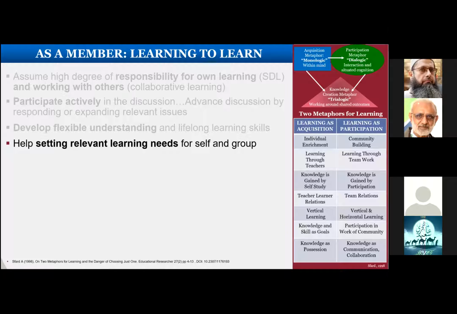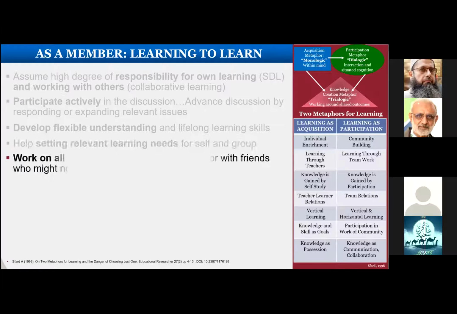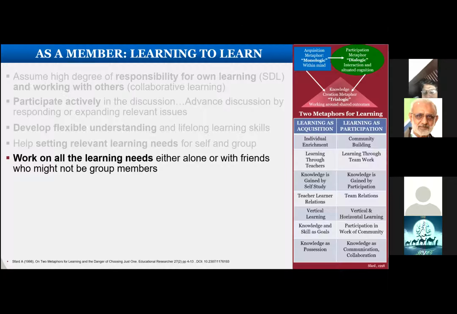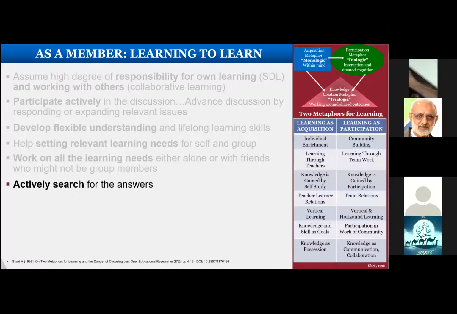Help set relevant learning needs for self and the group. Work on all the learning needs either alone or with friends who might not be group members. So this is very important. When the group is being formed, that doesn't mean that every activity will be with the group. In between the two sessions, the students can study alone, or they can study with their friends, who might not be in the same group. But when they do the in-between discussion, they should be with their own group.